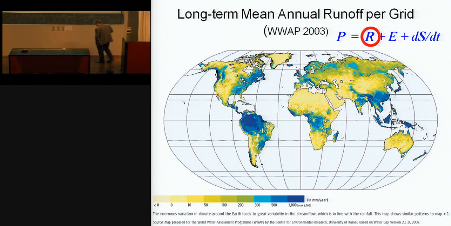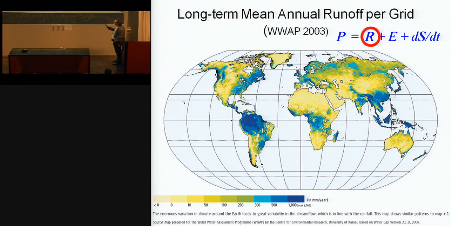And this rainfall pattern translates into a discharge pattern. Of course, we also have different evaporation in the different climatic zones and some change in storage, but this is a long-term average, so the change in storage we can here consider as 0.